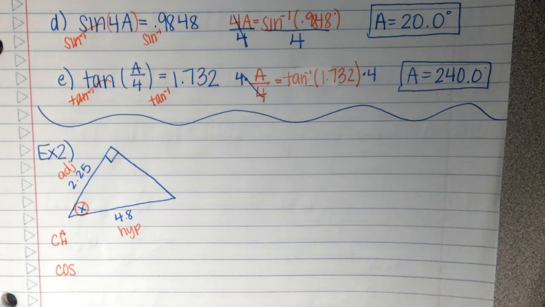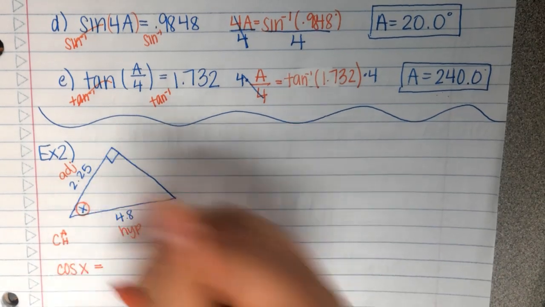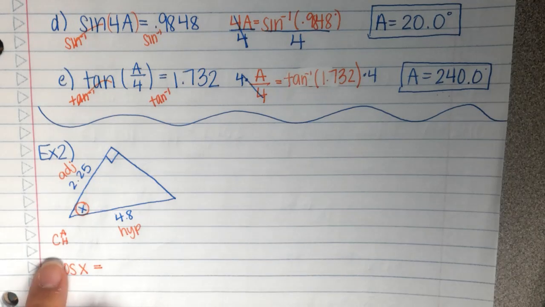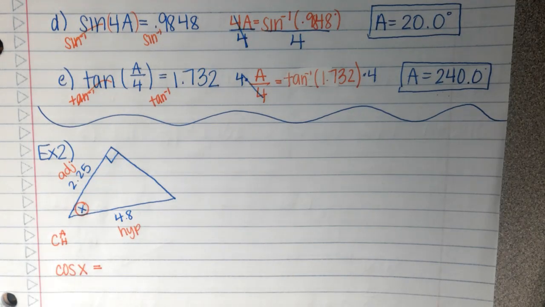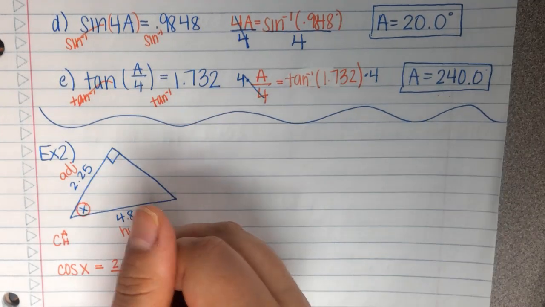What's cosine of your angle? What's your angle here though? Nope, what's my angle? X. It's X. What is your adjacent? What is your hypotenuse?